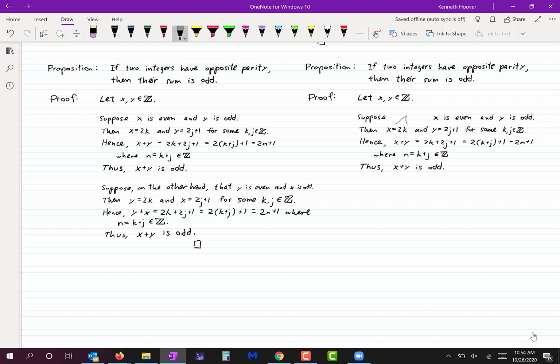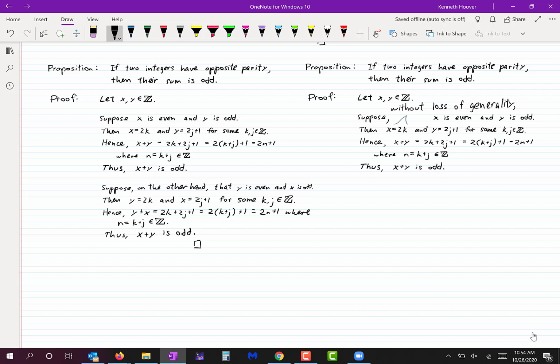I'm going to say suppose, I should write it in black really. So suppose, comma, without loss of generality, comma, x is even and y is odd. What's that mean, without loss of generality?